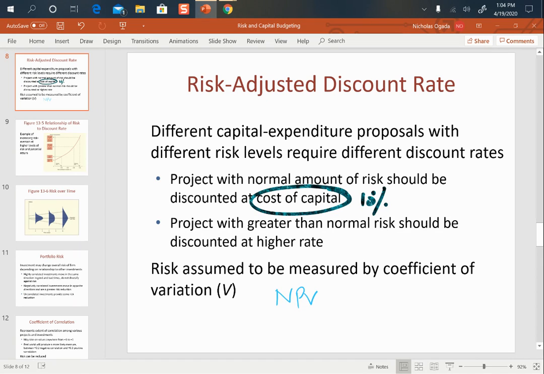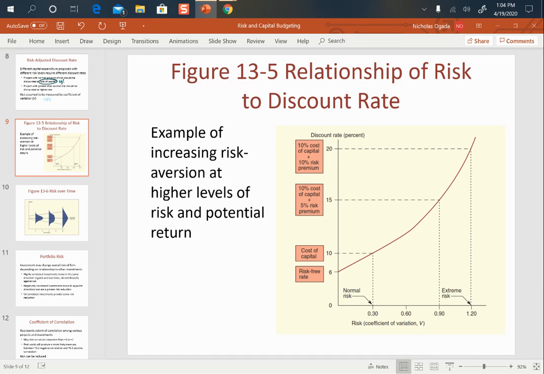So again, we use the coefficient of variation to measure risk, and this is how we go about the adjustment. Basically, if you have an investment project that has a lower risk, as measured by the coefficient of variation, we end up discounting the cash flows at a lower cost of capital. For example, if the risk is 0.3 as measured by the coefficient of variation, then of course you're going to use the cost of capital, which is 10% in this example. So your discount rate is going to be 10%.